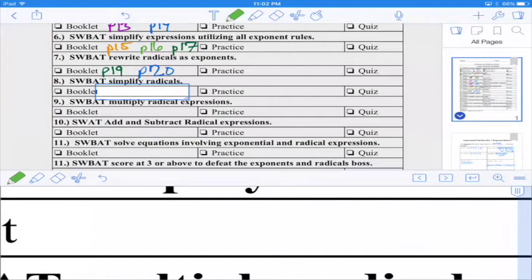Alright, Algebra 1 students, we're going to talk about simplifying radicals today. Again, two parts. These should both be very short. So this is going to be page 21.